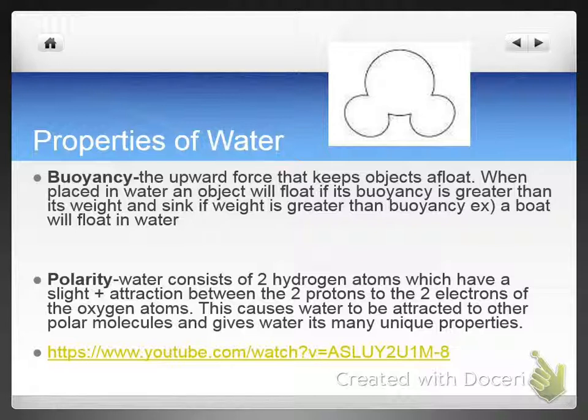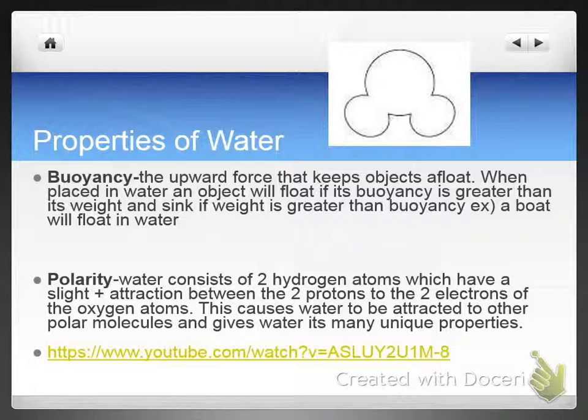One of the properties of water is buoyancy. We already mentioned this when we were talking about density, but it is that upward force that water pushes on an object, and it keeps something afloat. Sometimes an object's buoyancy is not greater than its weight, and it sinks. And so that is buoyancy.